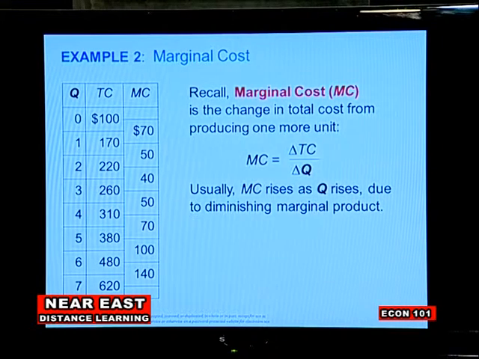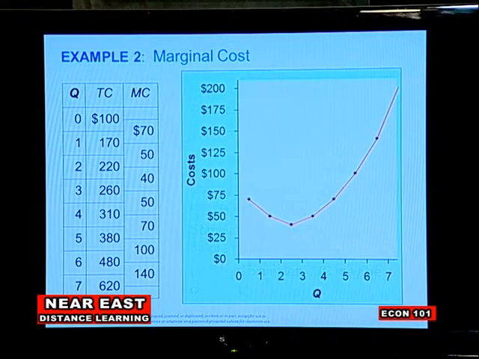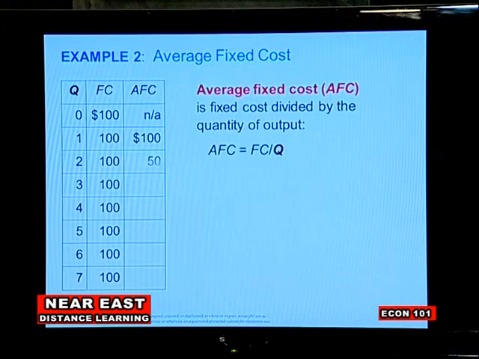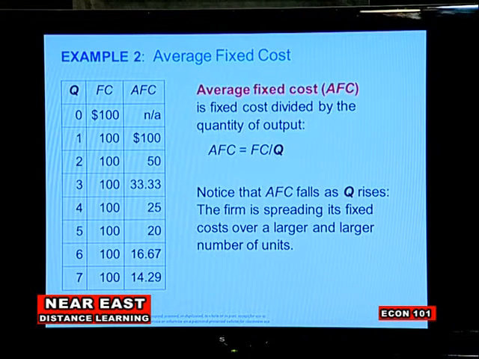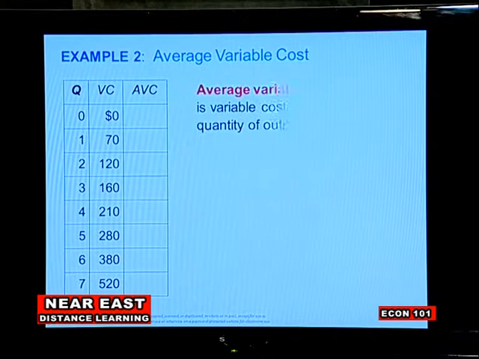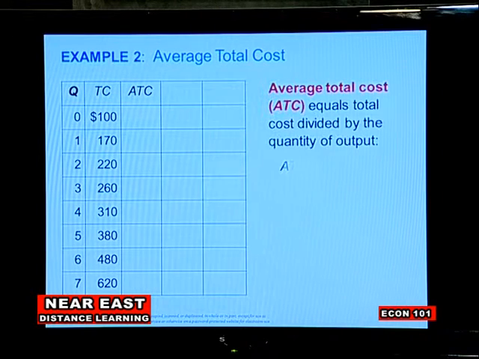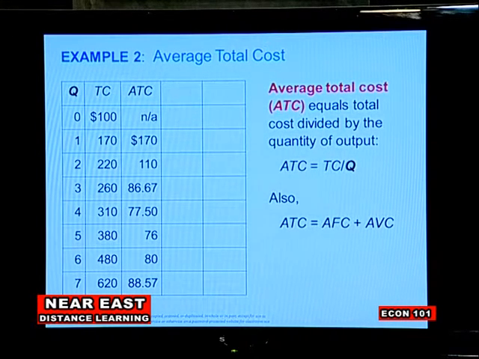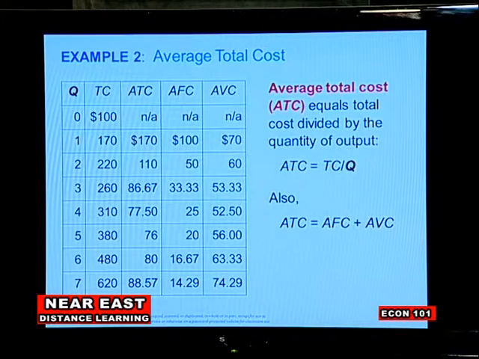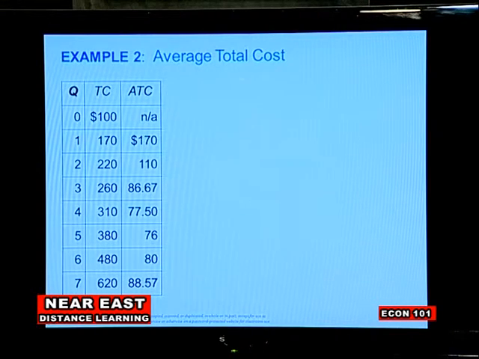So usually marginal cost rises as quantity rises, and here this is the marginal cost curve. We have average fixed cost, which is fixed cost divided by quantity, and we have average variable cost, which is variable cost divided by quantity. We have average total cost, which is total cost divided by quantity, or average fixed cost plus average variable cost.